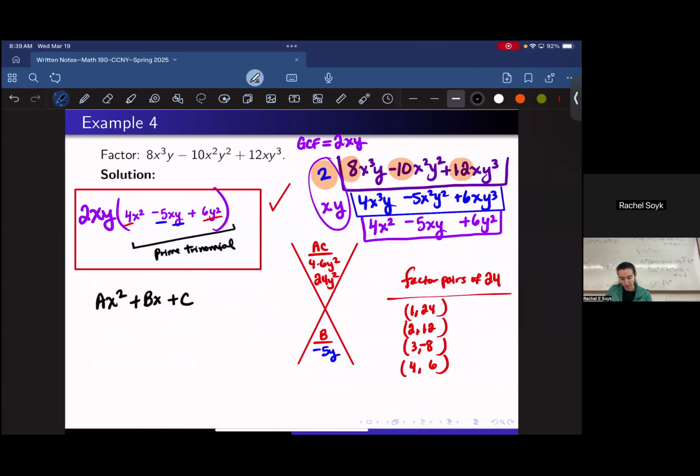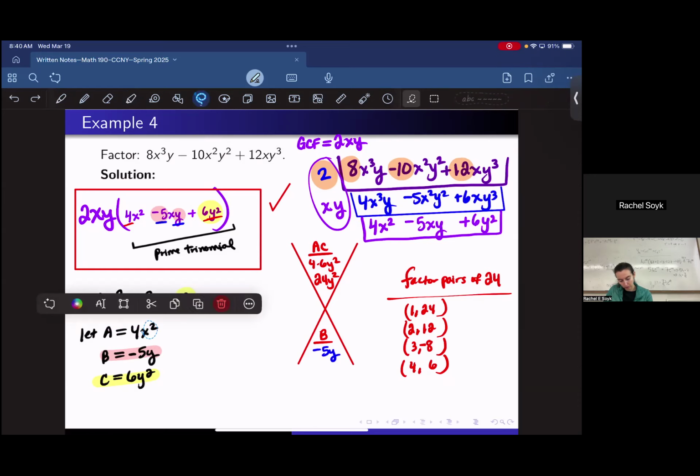And I'll write that down over here. So let our a be equal to 4x squared. Our b is equal to negative 5y. And our c is equal to our 6y squared. Our a is just that 4. It's not 4x squared.